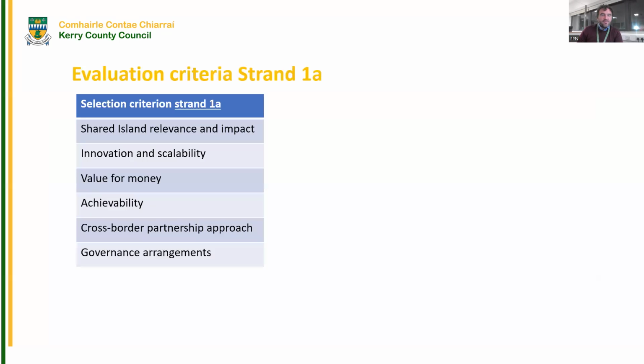So the only difference between strand 1 and strand 1A is the cross-border partnership and the shared island relevance and impacts. So they're just the evaluation required for strand 1A. And if you want any further details in relation to that, just get in contact and I'll provide them.